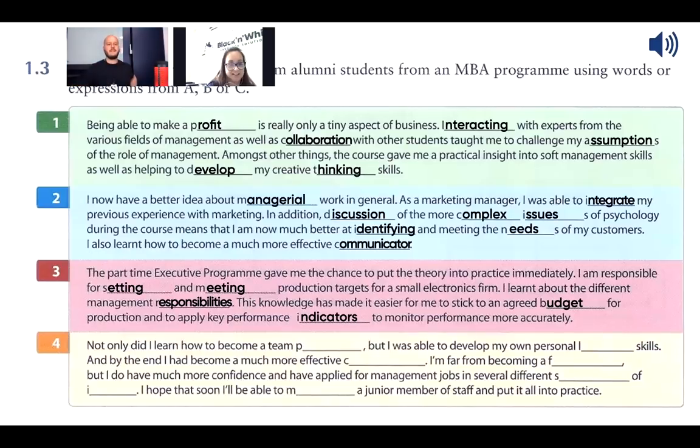Not only did I learn how to become a team player, but I was able to develop my own personal leadership skills. And by the end, I had become a much more effective communicator. I'm far from becoming a figurehead, but I do have much more confidence and have applied for management jobs in several different sectors of industry. I hope that soon I'll be able to mentor a junior member of staff and put it all into practice.